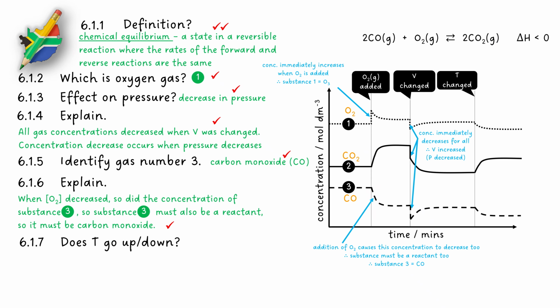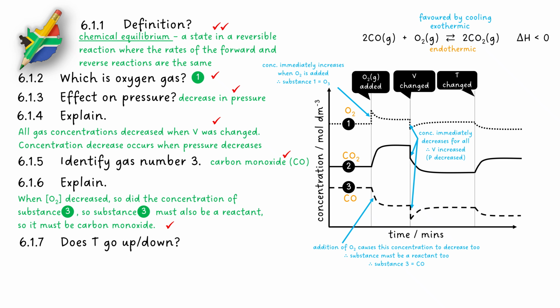The next change which occurs is a temperature change. We need to identify if the temperature went up or down. If we have a look at the reaction given to us, we can see that the enthalpy change is negative, and so the forward reaction must be exothermic. And therefore the reverse reaction must be endothermic.